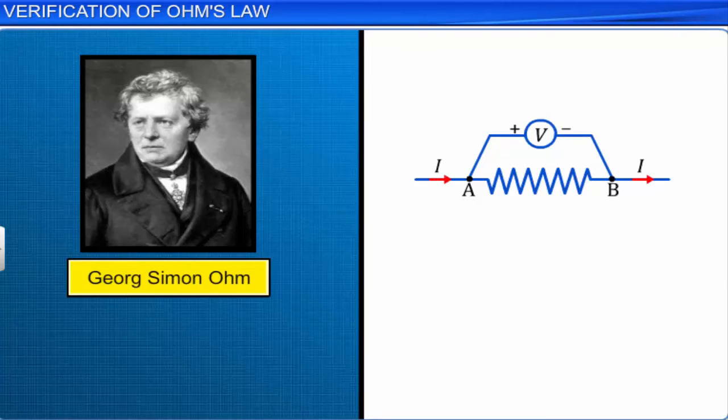Ohm's law states that at a given constant temperature, current I through a conductor between 2 points is directly proportional to the potential difference or voltage V across the 2 points. Thus, the ratio V to I is constant and is called the resistance R of the conductor.